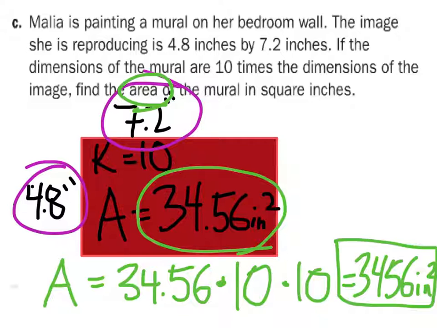Once again, you can do all of this in your calculator. It's very easy. Showing your work is also very easy. Notice there's not really that much work that I've done. I've taken the area and multiplied it by 10 twice. And also I've taken the length and the width and multiplied them together to get this 34.56 square inches.